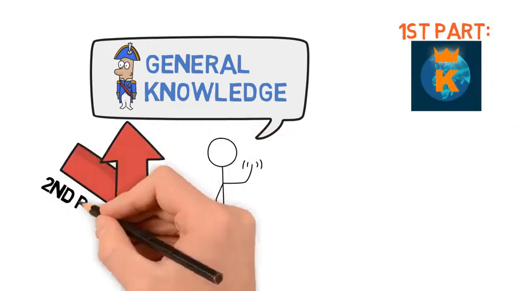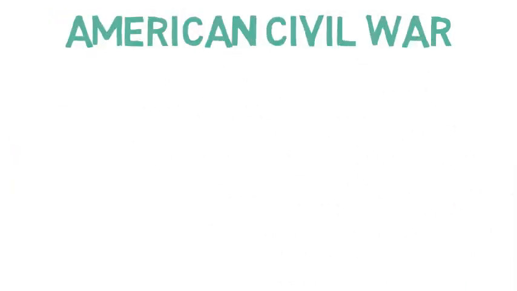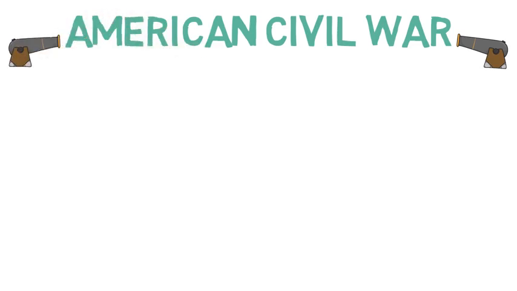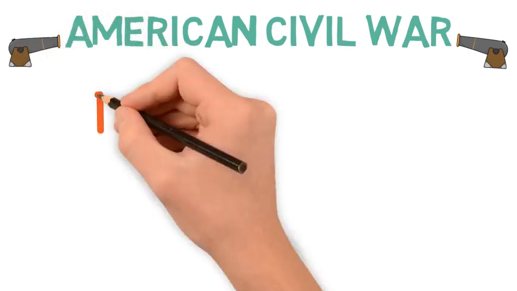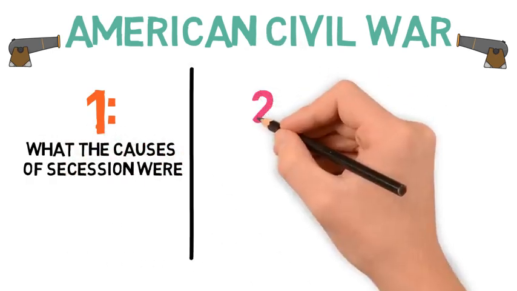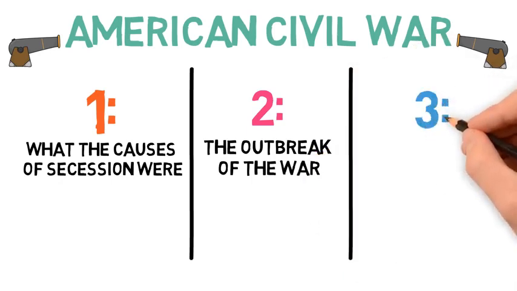Today, we're going to be talking about the American Civil War. Now, the Civil War is long and complicated to explain, so for this first part, I'm going to divide it into three topics. 1. What the causes of secession were. 2. The outbreak of the war. And 3. The first part of the war itself. So let's get to it.